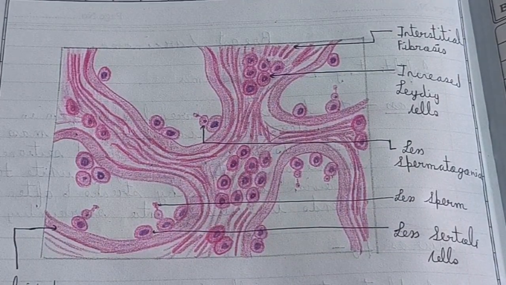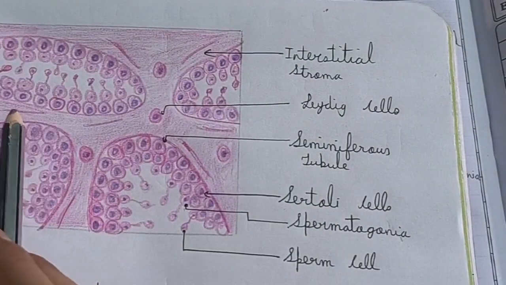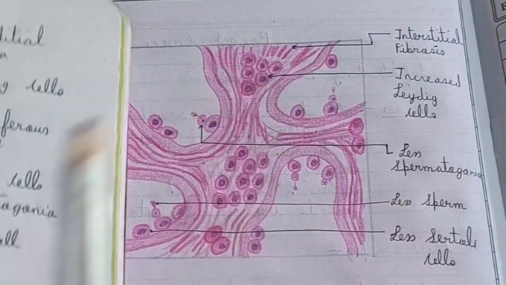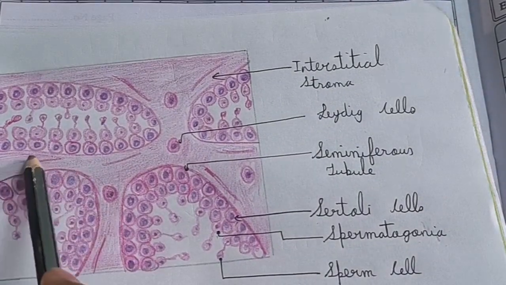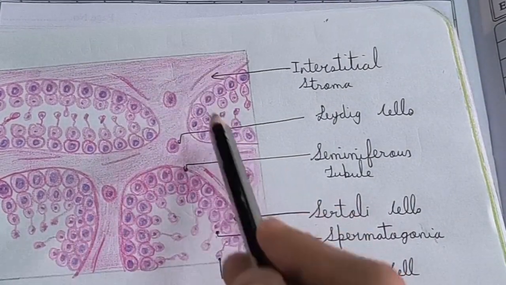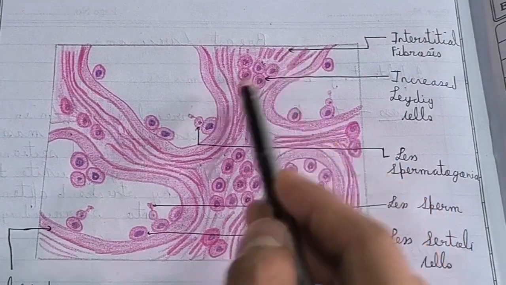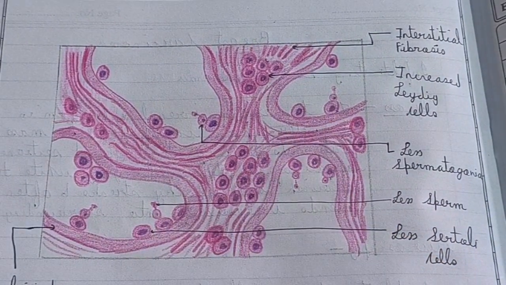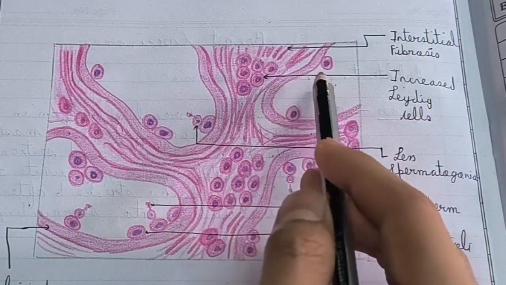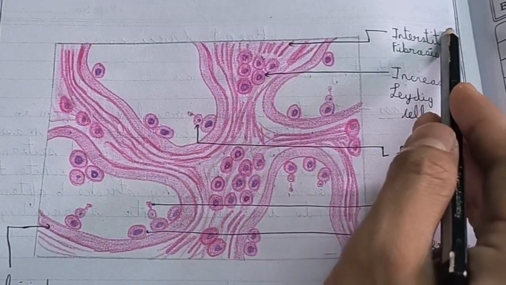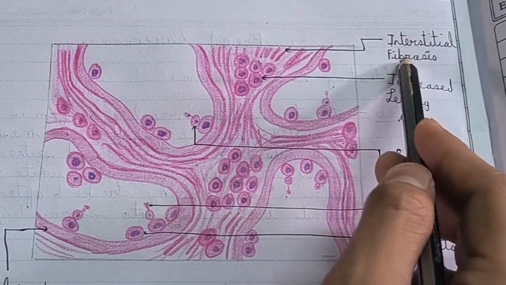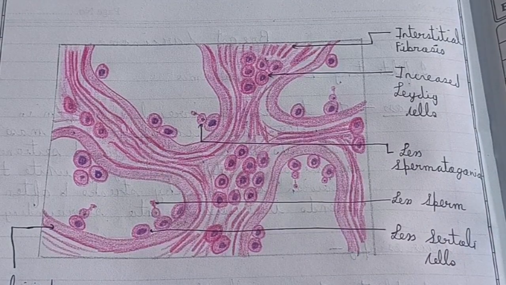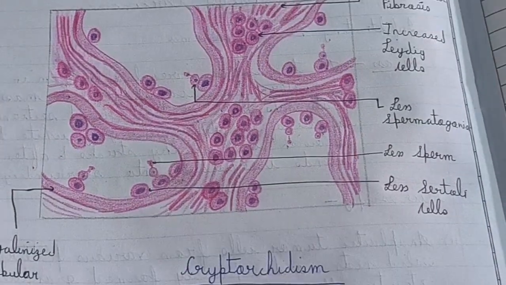And also see that, as compared to the previous one, the number of interstitial stromal fibers also increases. In normal histophysiology the number of interstitial stromal fibers is limited, but in this case the interstitial stromal fibers have increased very much. So the changes in the interstitial stroma are an increase in the number of interstitial fibers, which is known as interstitial fibrosis, and also an increase in the number of Leydig cells. All these are the changes found in cryptorchidism.